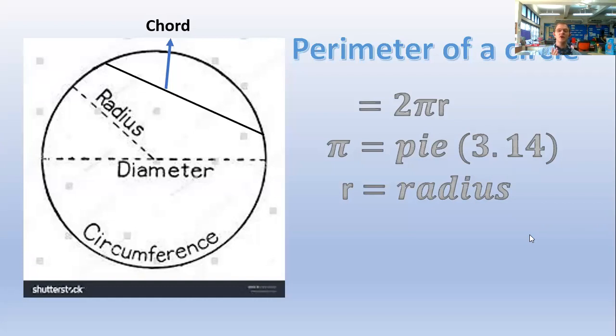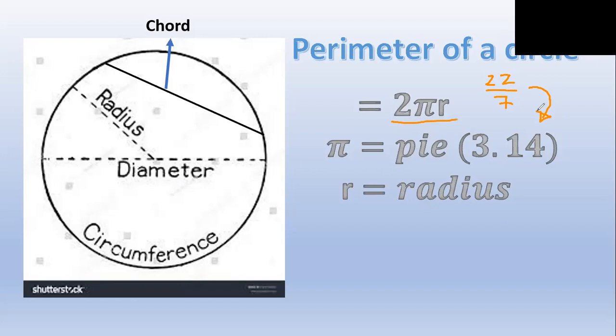Firstly, we need to know how to calculate the perimeter of a circle. We've done this a couple of times already, but the formula for the perimeter of a circle is 2 pi r. Pi is the term that we use when working with circles, and its value is usually 22/7. But we can also just use 3.14 to make it a little easier on ourselves. And then r is the radius.